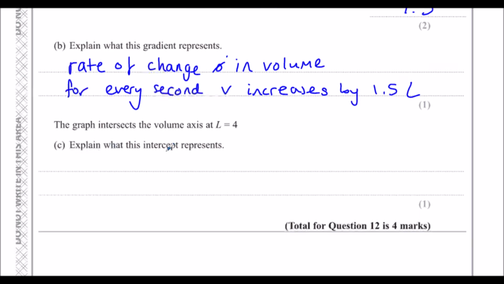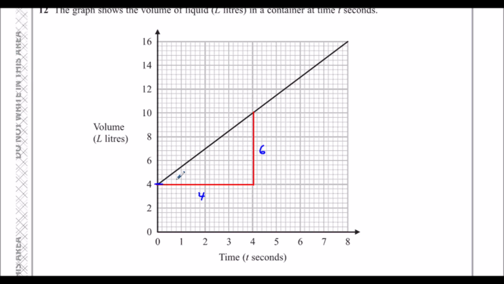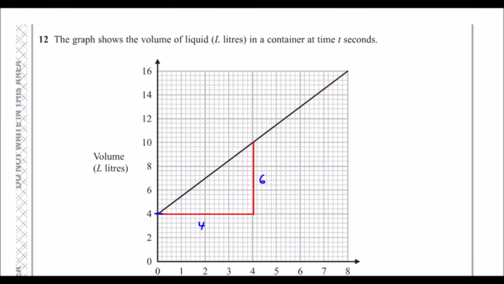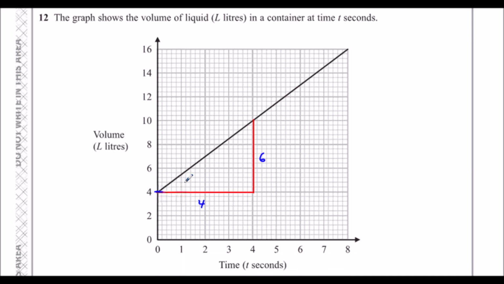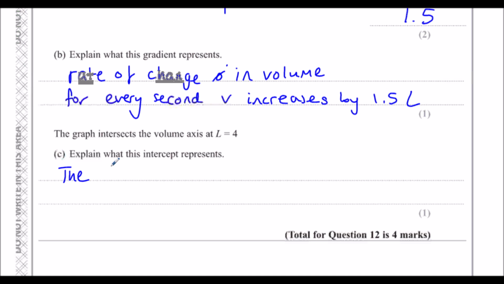The graph intersects the volume axes at L equals 4. Explain what this represents. So what does this mean? So at the beginning, when time was zero, so at the beginning of this experiment or whatever it is, there was 4 liters in the container. So the volume was 4 liters at the start of whatever we're measuring.